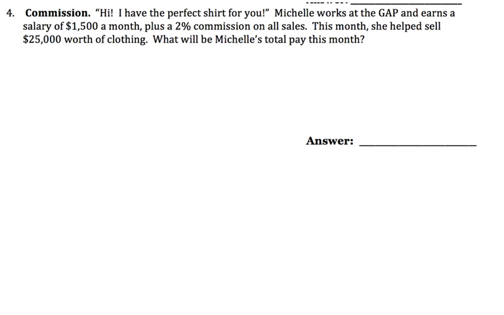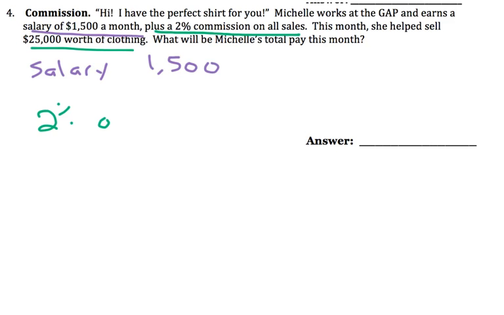Alright, a review of commission. Michelle works at the Gap and earns a salary of $1,500 a month. So remember what the salary is? That's the amount that she gets no matter what. That's like her paycheck. But then, if she's really good at selling things, she gets to keep 2% of what she sold. And this month, she sold $25,000 worth of clothing. So that means her commission is going to be 2% of this.